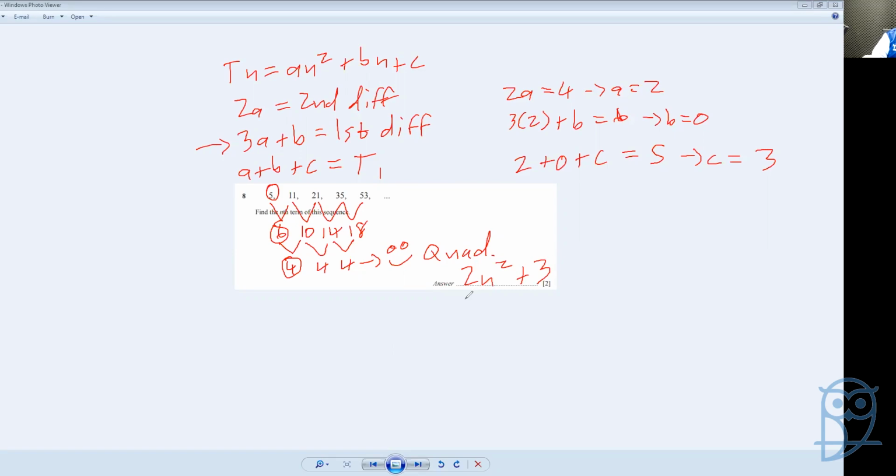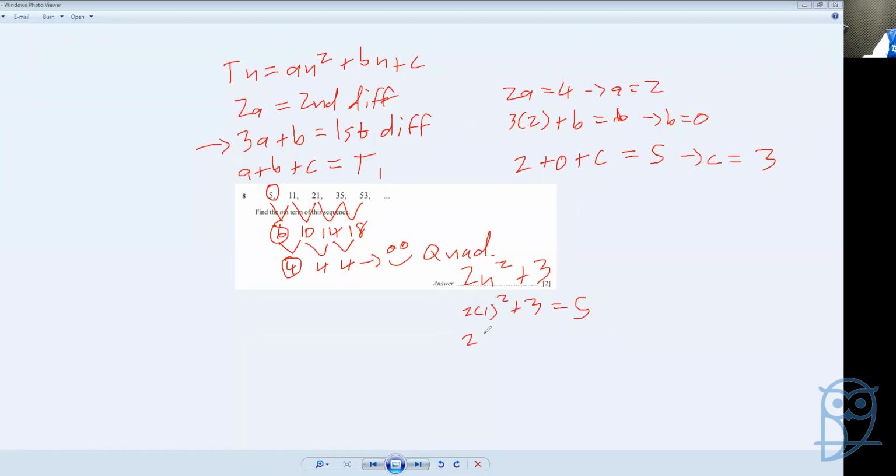So let's check if that actually works. Because remember, checking can save your life. So if we sub in n as 1, we get 2 times 1 squared plus 3. 1 squared is 1, times 2 is 2 plus 3 is 5. That's great. We would expect nothing less because we've literally set it to be 5.